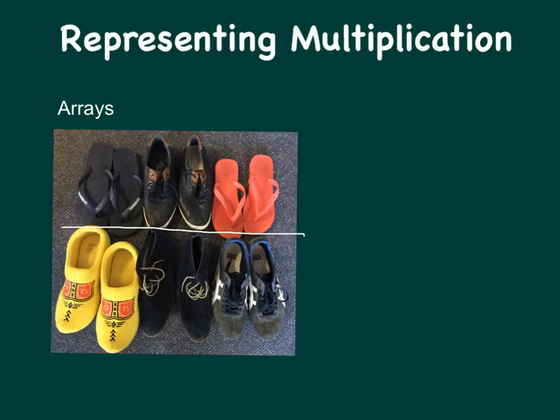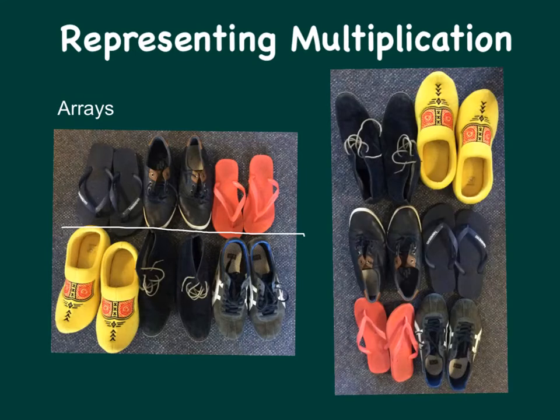We have 1, 2, 3, 4, 5, 6 shoes on the top side. And we have 1, 2, 3, 4, 5, 6 shoes at the bottom there as well. It's important when you draw an array that it has to be even on both sides. We can't draw a line that's not even because that won't be an array.